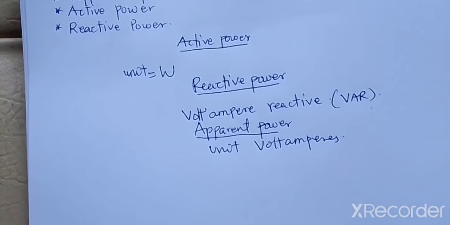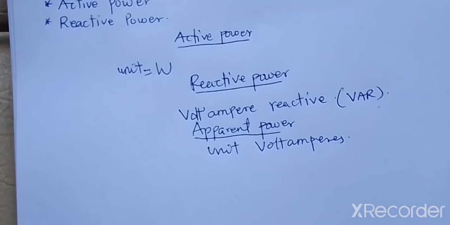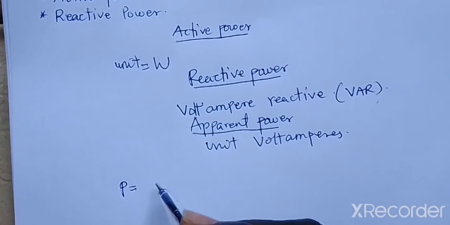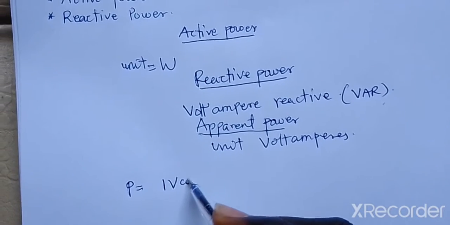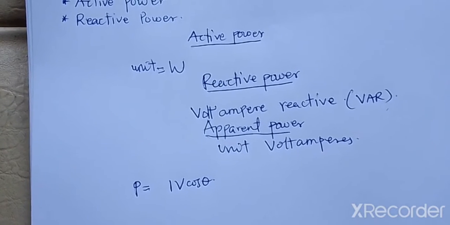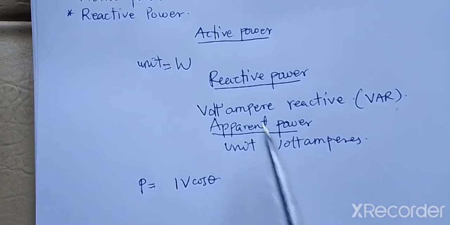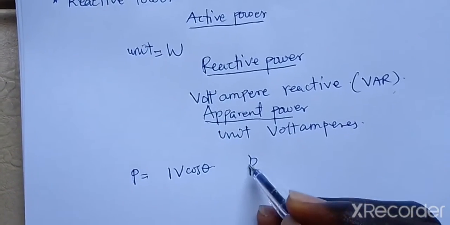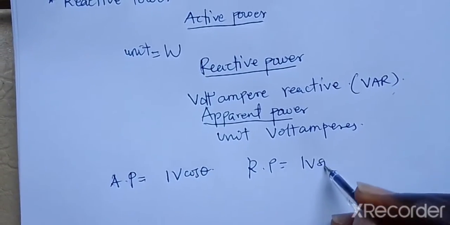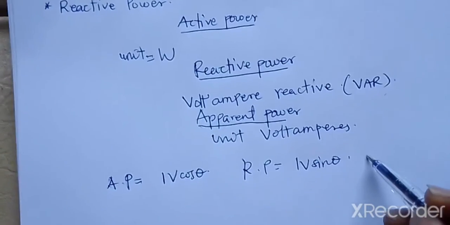So now let's come to the formula for finding these power components. Taking the active power, the formula for finding the active power is equal to IV cos theta. Now you ask why. Let's move forward, and I'm going to show you how this formula came about. Now let's see that of the reactive. The reactive power becomes IV sine theta.